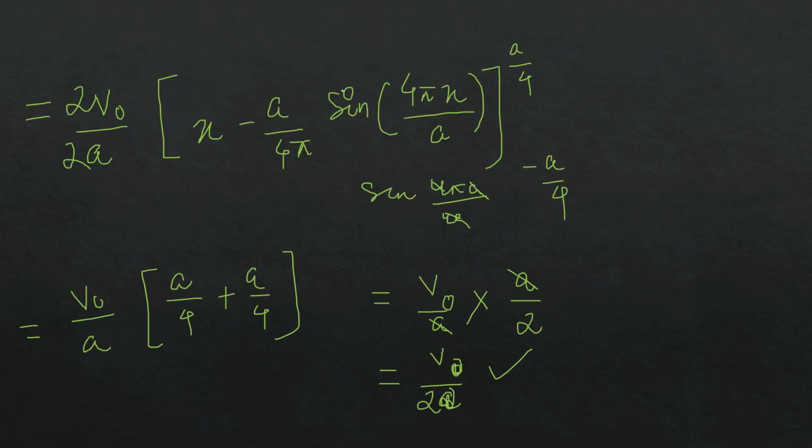Next question. Question number 16. Read the question first. An electron is placed in a uniform magnetic field B, where B is equal to B naught n cap, and n cap points in the direction of the vector 2 i cap minus j cap.